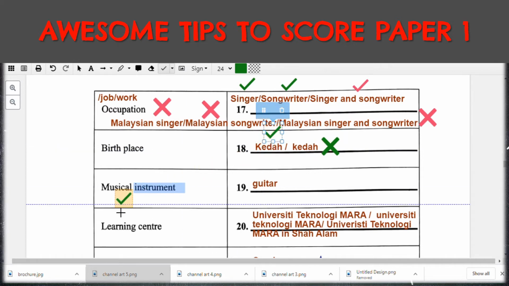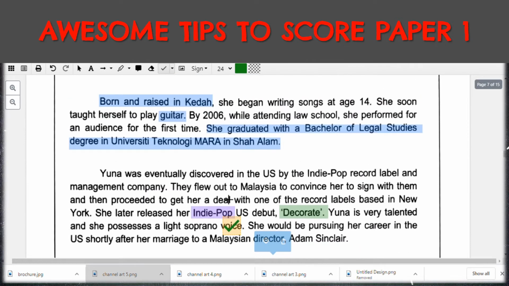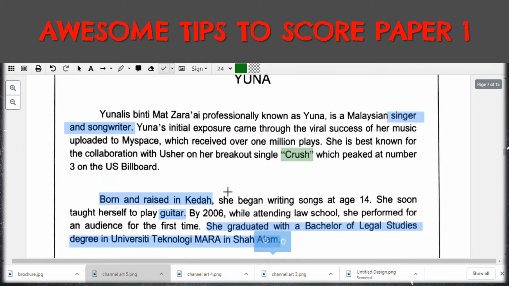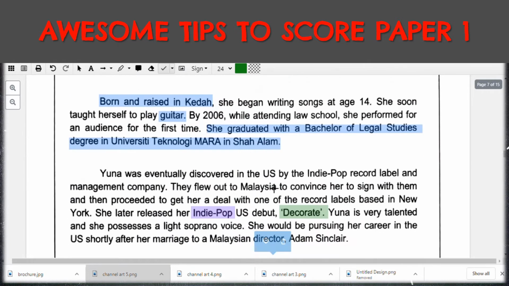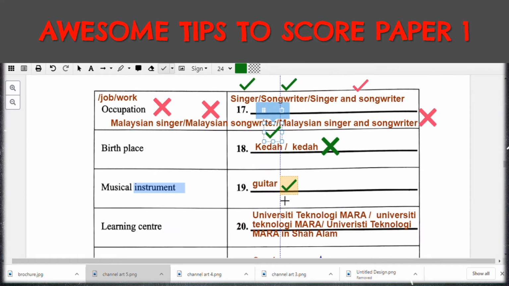Okay. Now, musical instrument. So, what instrument does she play? Here. Born and raised in Kedah. She soon taught herself to play guitar. Guitar. If you have read the whole passage, there's only one musical instrument: guitar. Make sure that you spell it correctly. G-U-I-T-A-R. Correct. Not more than 3 words. Very good.